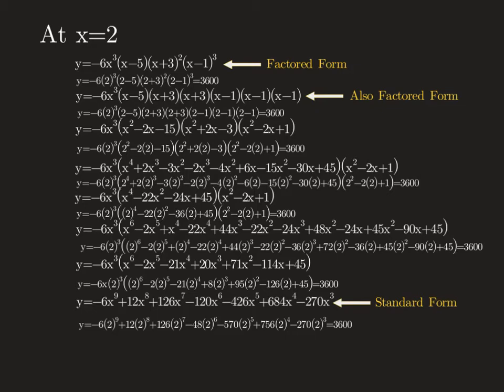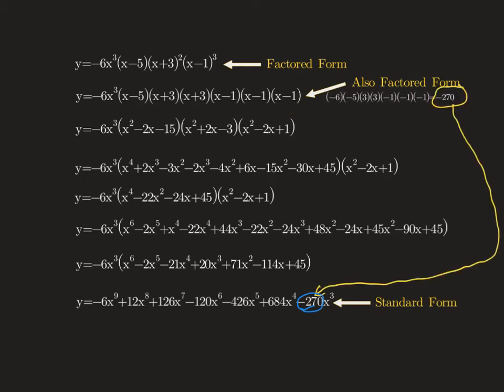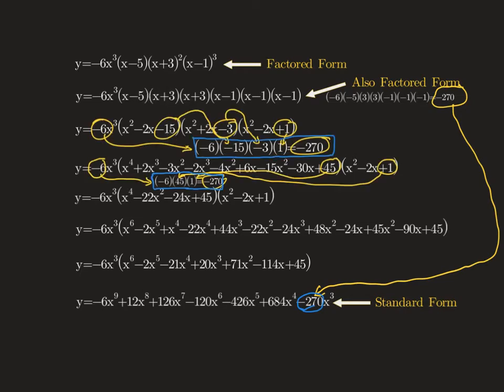Now I'm just going to concern myself with the standard form and the factored form here. One interesting thing that might come out of this: negative 270 here, this last one, well, that is negative 6 times negative 5 times positive 3 times positive 3 again times negative 1 times negative 1 times negative 1. Interestingly, if you notice, that last number is what you get when you multiply the last number of each set of brackets. And so when you multiply it all out, it's also equal to negative 6 times negative 15 times negative 3 times 1. Or you could just say it's negative 6 times 45.